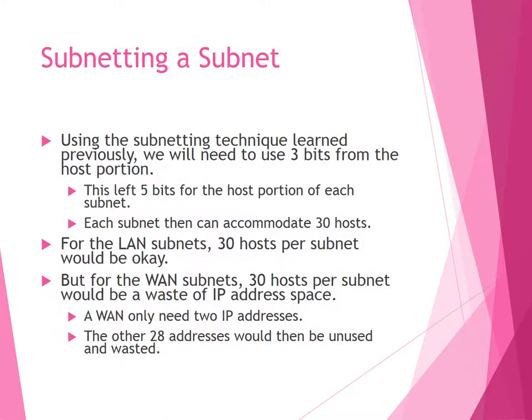Subnetting a subnet. Using the subnetting technique learned previously, we will need to use 3 bits from the host portion. This leaves 5 bits for the host portion of each subnet. Each subnet can then accommodate 30 hosts. For the LAN subnets, 30 hosts per subnet would be okay, but for the WAN subnets, 30 hosts per subnet would be a waste of IP address space. A WAN only needs 2 IP addresses, so the other 28 addresses would be unused and wasted.